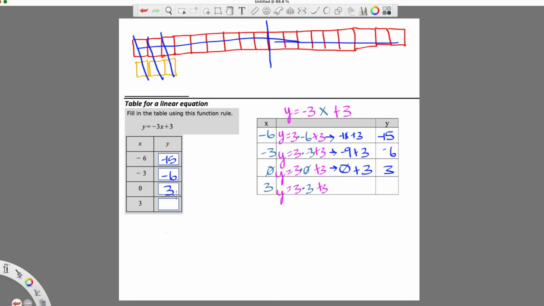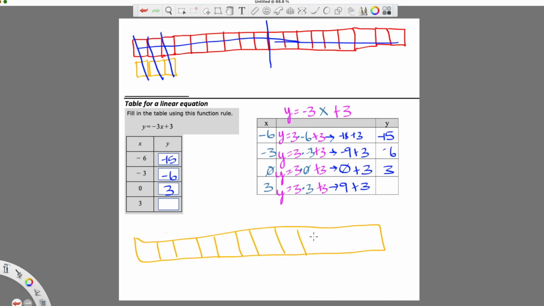On the bottom one, we have 3 times 3, we get 9 plus 3. So if I were to redraw my algebra tiles on this one, they'd all be yellow. Let's see. 1, 2, 3, 4, 5, 6, 7, 8, 9. And then I have 3 more, so I have 1, 2, 3. So total I have 12 because there's 12 positives. They're just all positive on this one. So I just add them together. 9 plus 3 is 12.